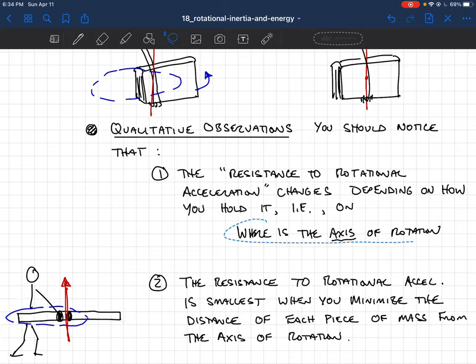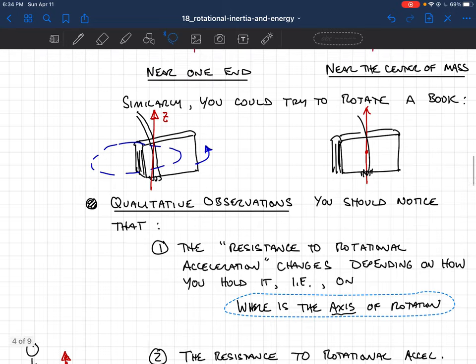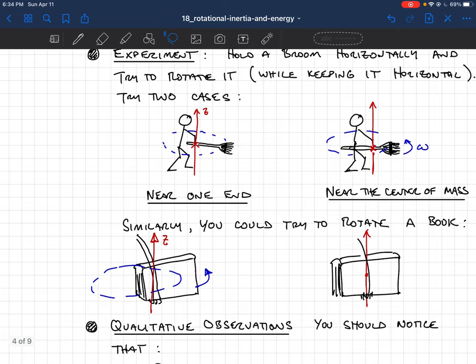So for the first statement, the observation is that the resistance changes depending on how you hold it, meaning depending on where the axis is through that rotation. But the other thing that you can see is that the reason that you're getting something different for the rotation is that the mass is distributed differently about the axis in these two cases. So in these two cases on the left, you have lots of mass far away from the axis of rotation.